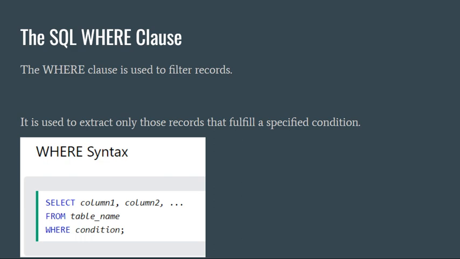Select field name from table name, and then where, and we have to specify the condition where column 1 is equal to this or column 2 is equal to this, like this.